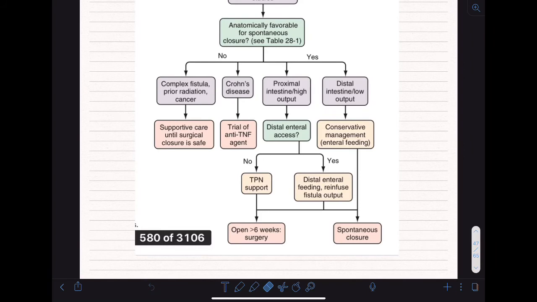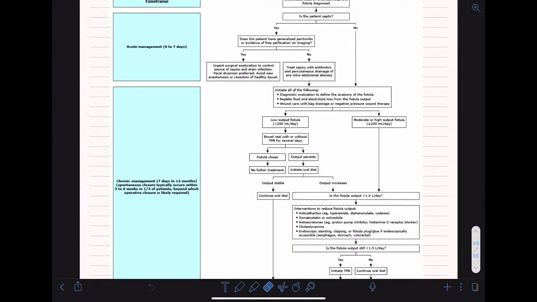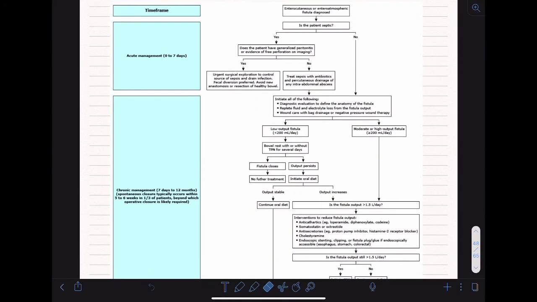As mentioned, proximal intestinal or high output fistulas require a distal enteral access, and if it's not possible, then TPN support. If possible, go for a distal enteral feeding and re-infuse the fistula output and reassess. And if it spontaneously closes, or whether a surgery is required, that is done after 6 weeks. This is another chart showing the enterocutaneous fistula management. This is the chart from UpToDate.